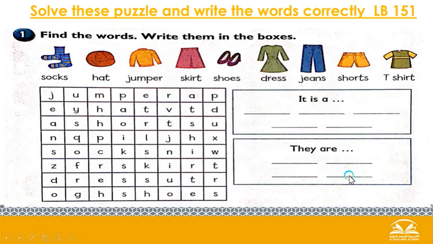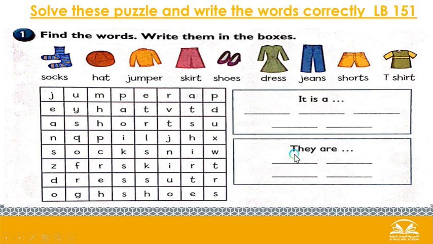So you have this in your textbook. You're going to solve this puzzle and write the words correctly. So you have all your wears here: socks, hats, jumper, skirts, shoes, dress, jeans, shorts, t-shirt. So you're going to trace all these words. You're going to look for them inside this puzzle. And when you are done, you're going to write the singular words here and the plural words here.